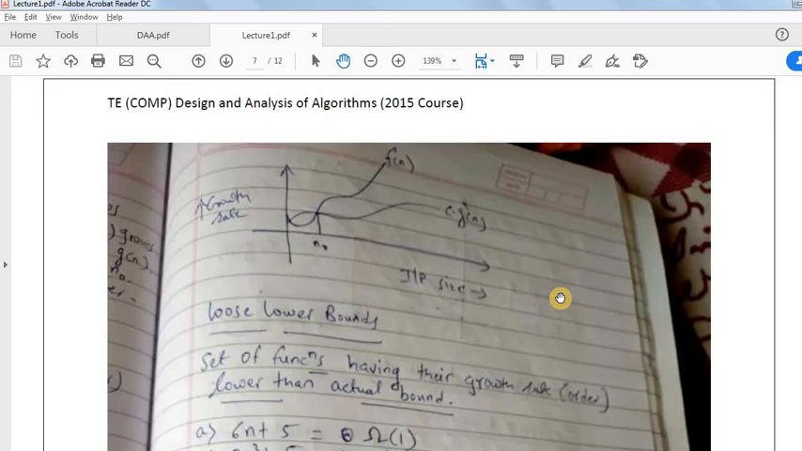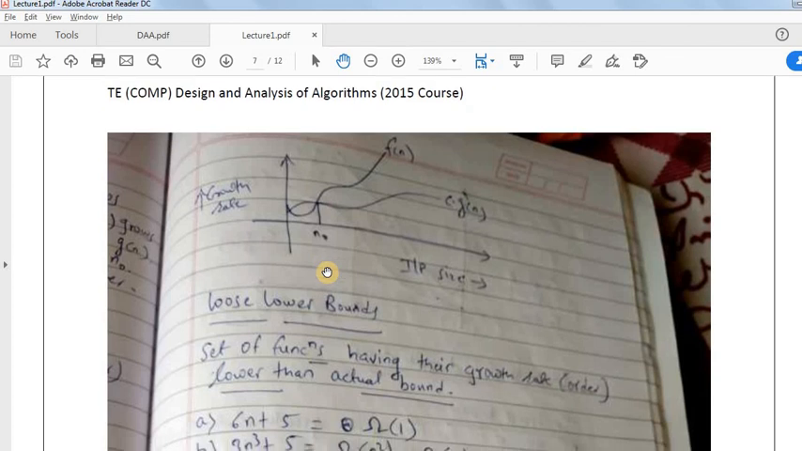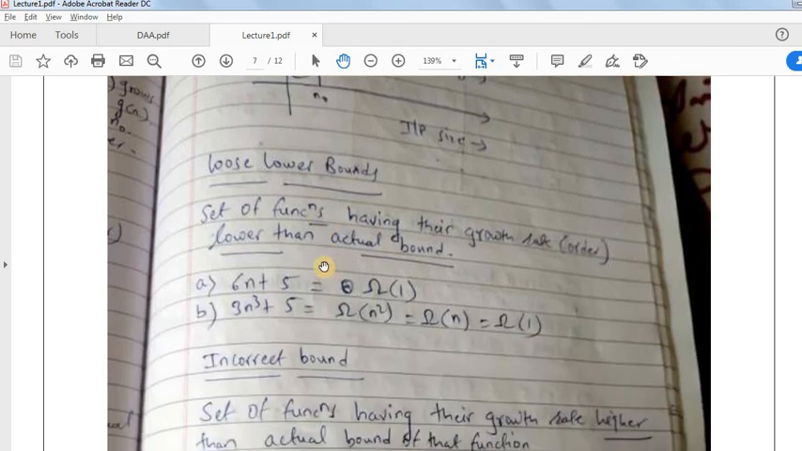How does it look in a graph? You can observe that after a particular crossover point, f of n will always be higher than c of g of n. It gives us the lowest possible bound. So what do we mean by lower bound? It is the set of functions having their growth rate lower than the actual bound. Students are advised to refer to big O notation one more time. You may pause this video at intermittent times in order to have a clear understanding of this topic.